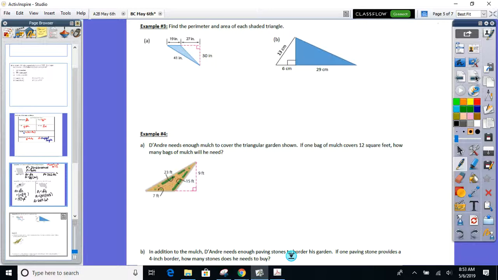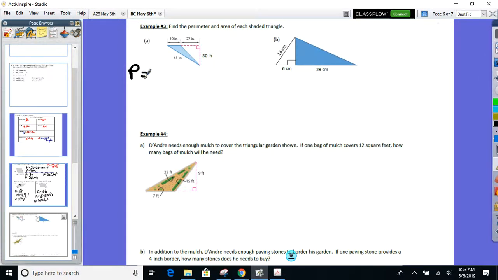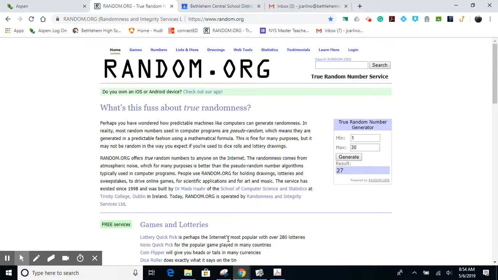Ready? Find the perimeter and area of each of the shaded triangles. Let's start with the perimeter of the shaded triangle. We know all three sides of the shaded triangle? We only know how many? Two. So the perimeter is going to be 19 plus 41 plus, I don't know. I have to find that third side. Anybody have an idea how to find that missing side I need for the perimeter?